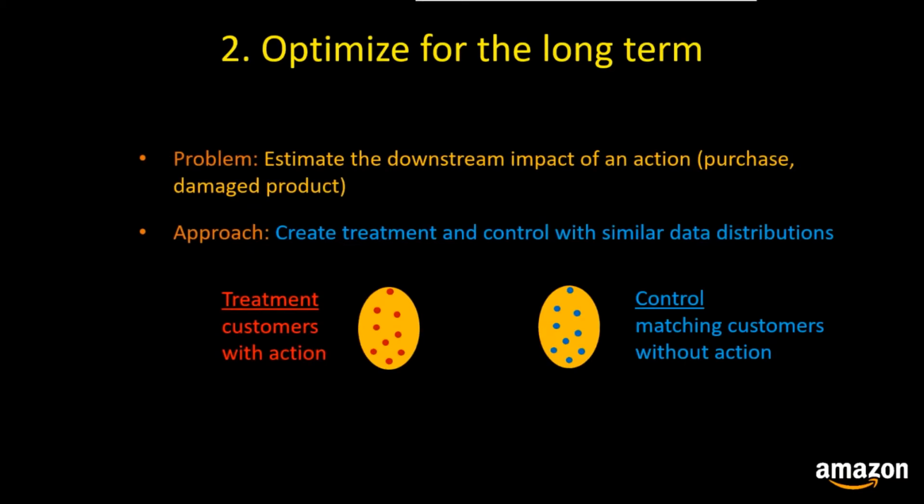Now, to estimate the downstream impact of an action such as a product purchase or a damaged product, we create two sets with similar data distributions. One set is a treatment set containing customers who have performed the action. The second set is a control set with matching customers who have not performed the action. Here, matching between the treatment and control sets is carried out using customer features such as demographics, for example, age, gender, location, could be the tenure, purchase history of the customer, and so on.